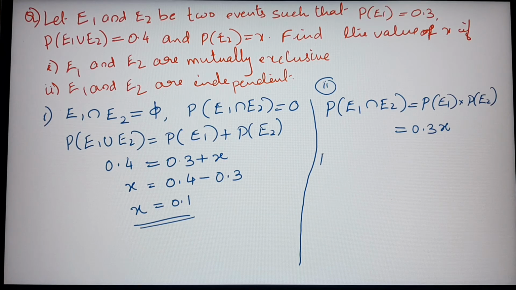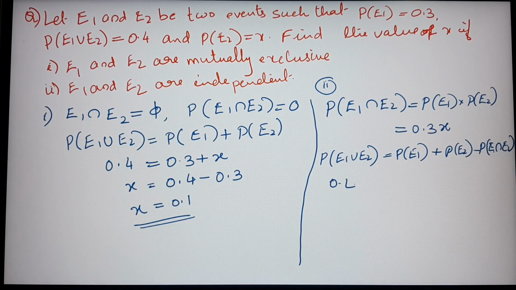Now we have probability of E1 union E2 is equal to probability of E1 plus probability of E2 minus probability of E1 intersection E2. Substituting the values, we get 0.4 equal to probability of E1 which is 0.3 plus probability of E2 which is X minus 0.3x. Now simplify this.